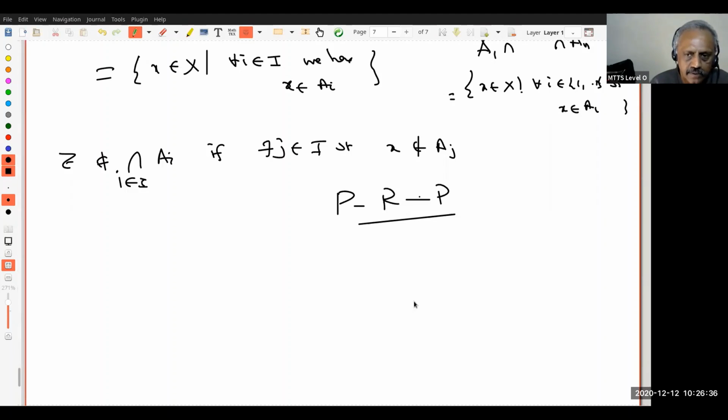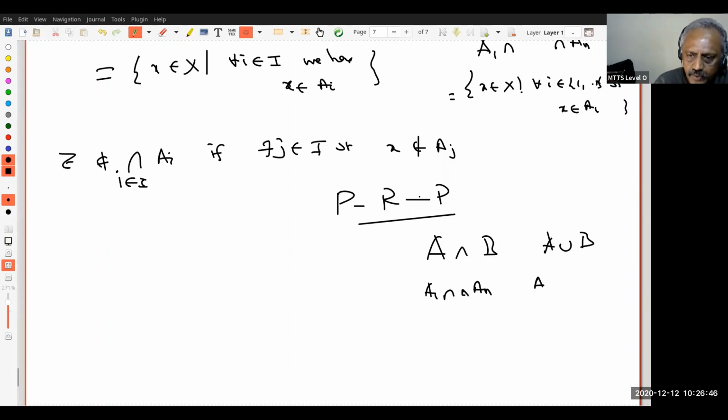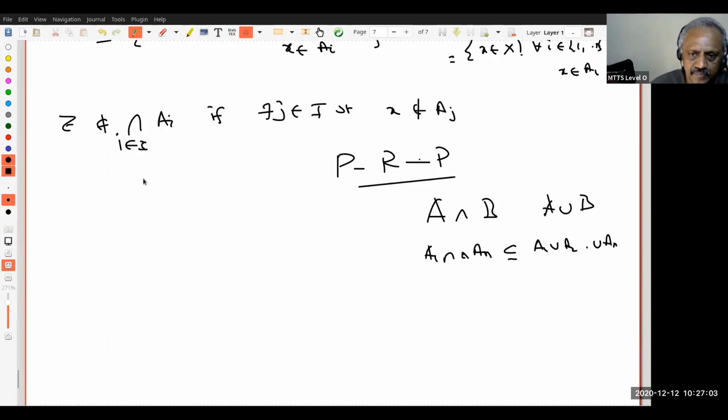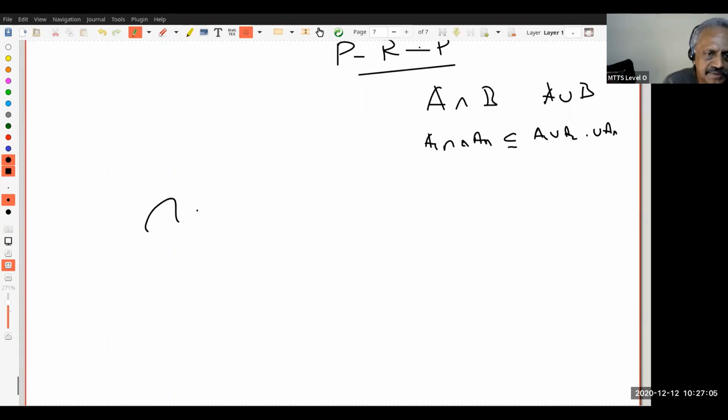Now what is the relation between A intersection B and A union B, or A1 intersection A2 intersection An and A1 union A2 union An? The union contains each and every element which is in at least one of the A's. The intersection contains only those elements which are in every A. So intuitively it is very clear that this is a subset of this. Here also we want to prove the same thing. What is it that I want to prove? The intersection of A_i, i in I, is a subset of the union of A_i, i in I.